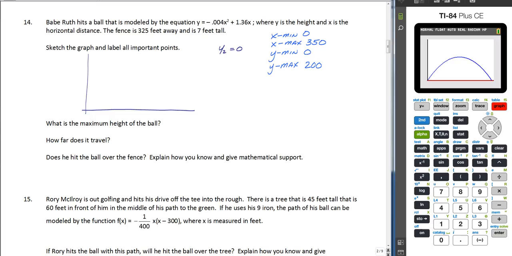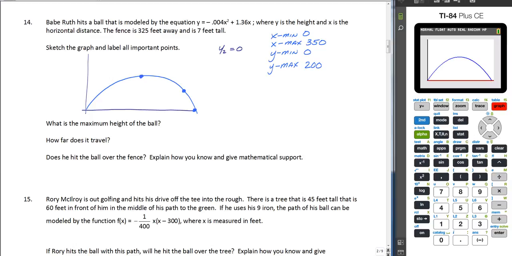All right, that should make things a little bit easier for you. So this is what our graph looks like. And we need to label our important points, but in order to do that, we should probably go find them first. So we're going to need a maximum. We're going to need to find out how far the ball traveled, so that would be our x-intercept. And we also need to determine, does he actually hit a home run?